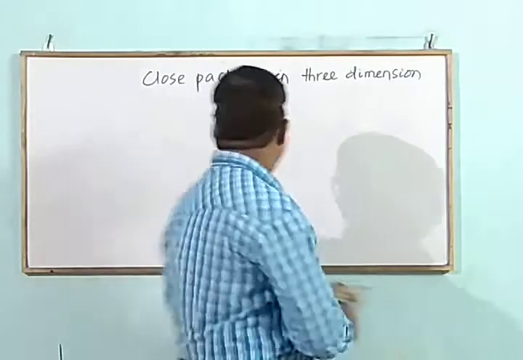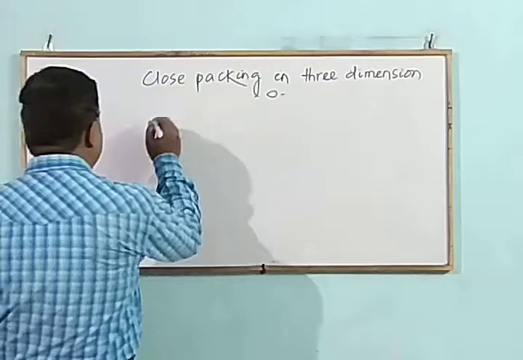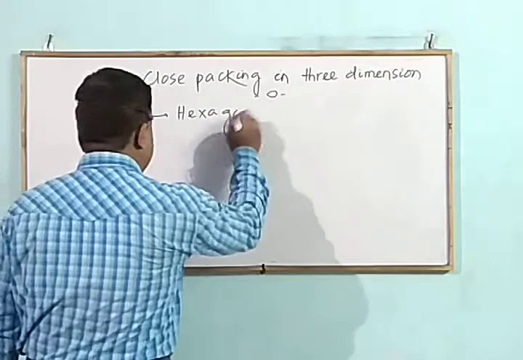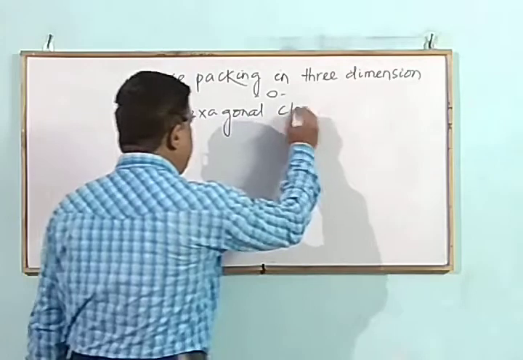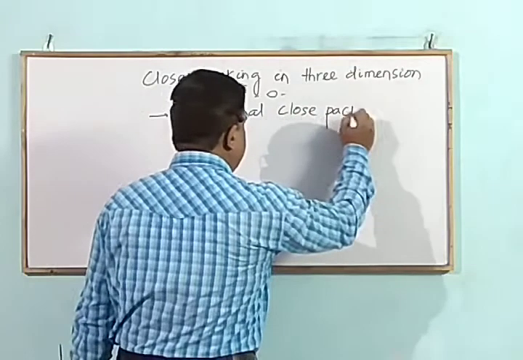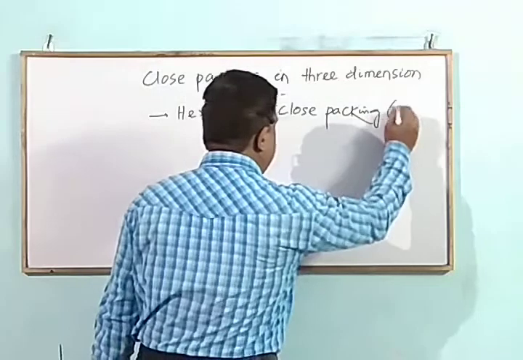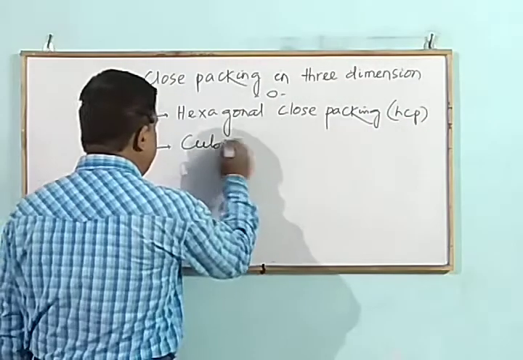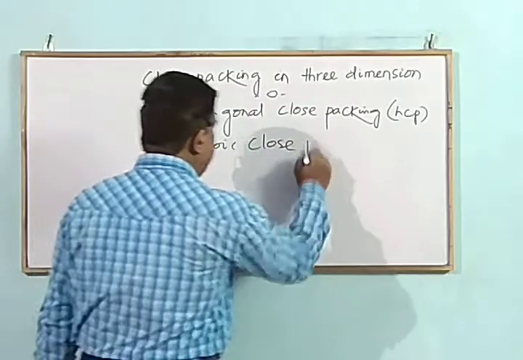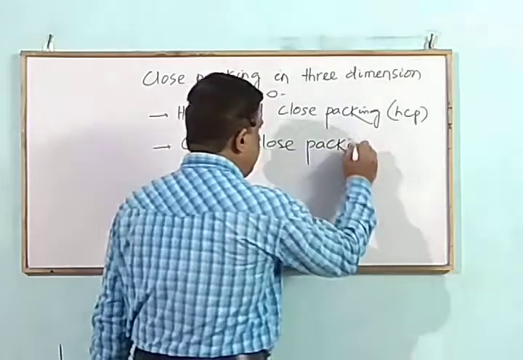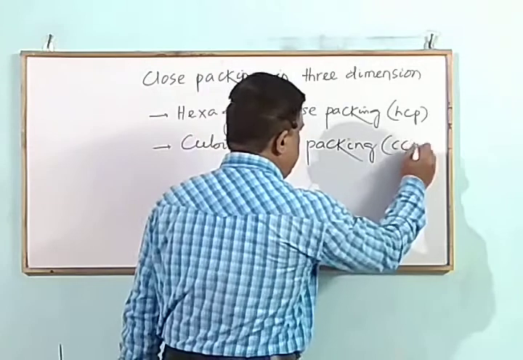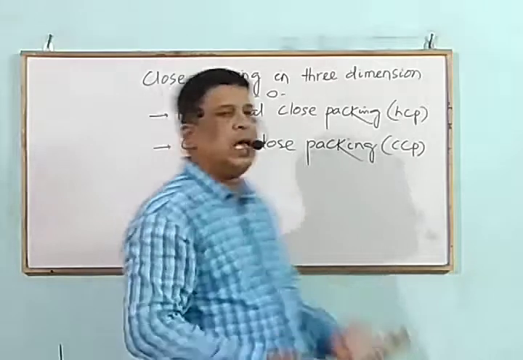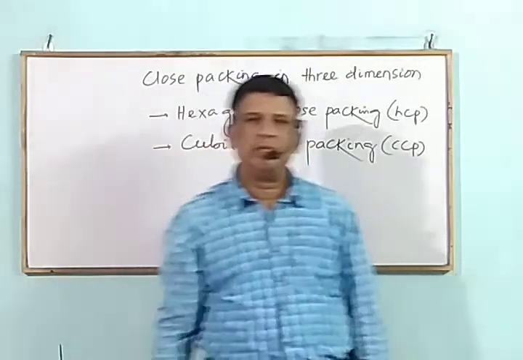Mark that. This three-dimensional close packing is of two types. One is known as hexagonal close packing, that is known as HCP, and another is known as cubic close packing, that is known as CCP. Let us discuss one by one. First one is hexagonal close packing.